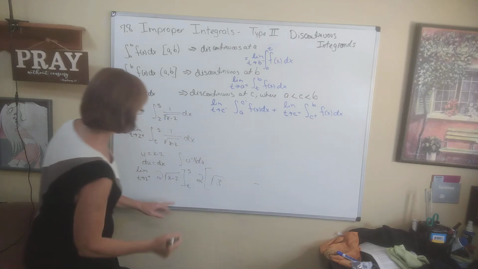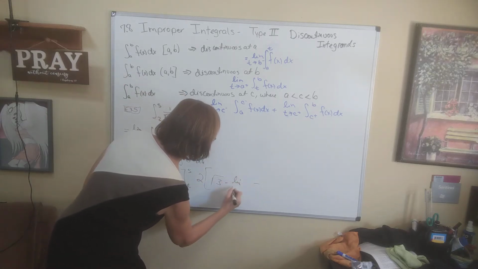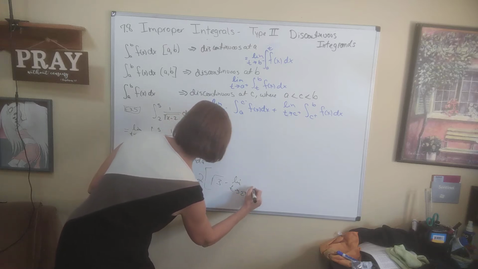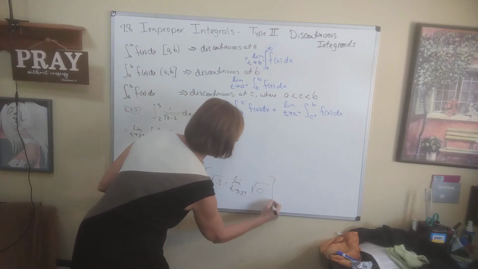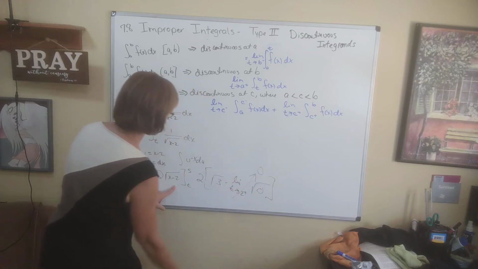Square root of 3 for the 5, minus the limit as t approaches 2 from the right of the square root of 2 minus 2, which is 0, basically. All right, square root of 0 is 0. This is a 0.